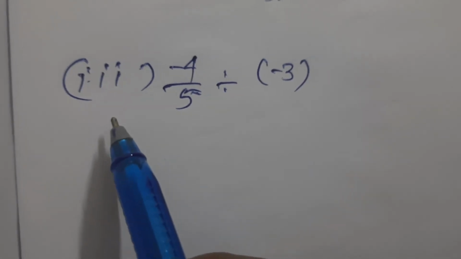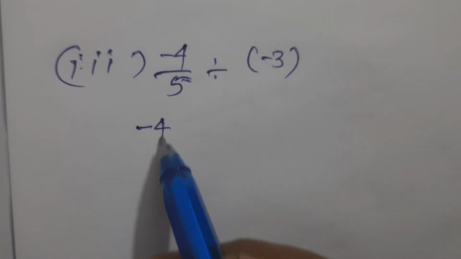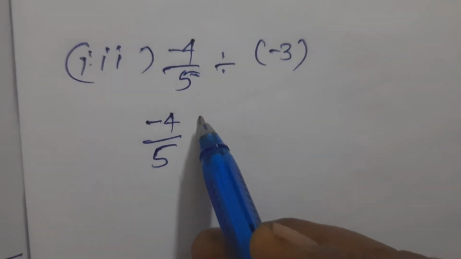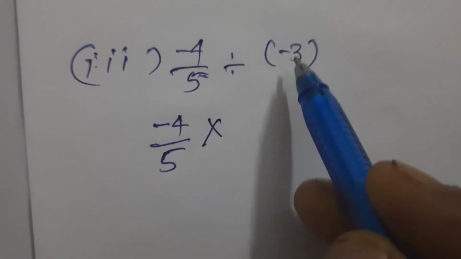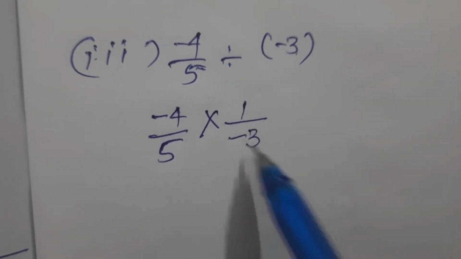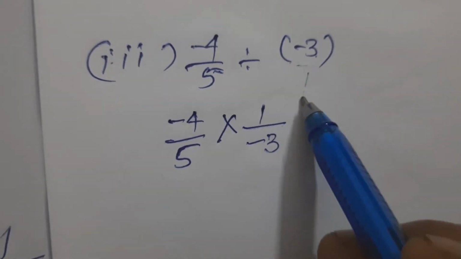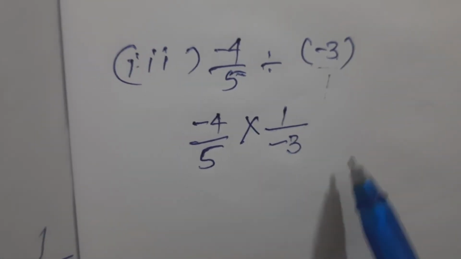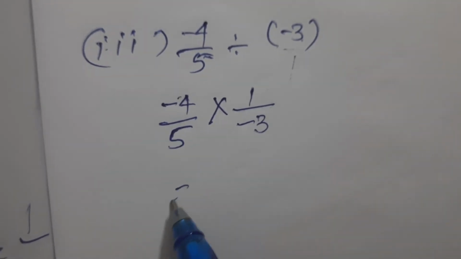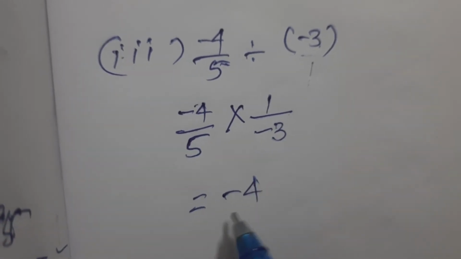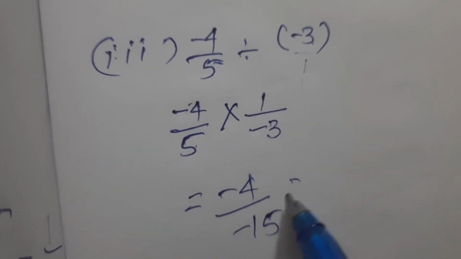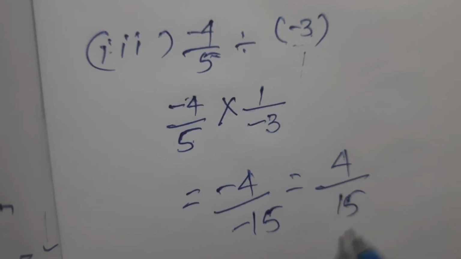Now we do the third part of this question. It is negative 4 by 5. First rational number in the same way, multiply with the reciprocal of negative 3. Reciprocal of negative 3 is 1 by negative 3, because here the denominator is 1. Reciprocal means just interchanging the numerator and denominator. Now multiply the numerators. You get negative 4 into 1 as negative 4. 5 into negative 3 is negative 15. This becomes 4 by 15.